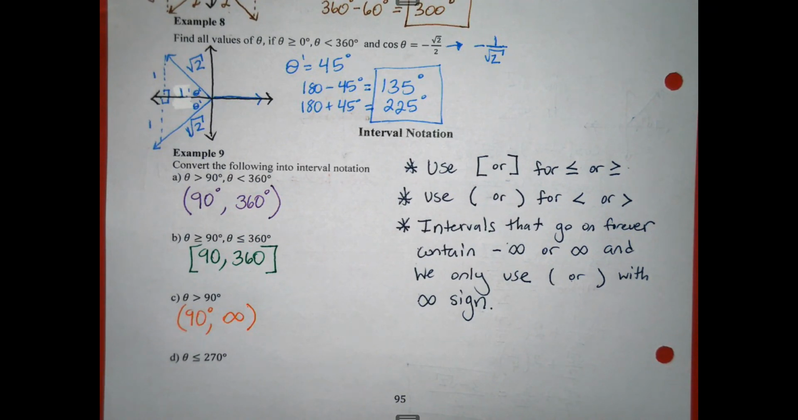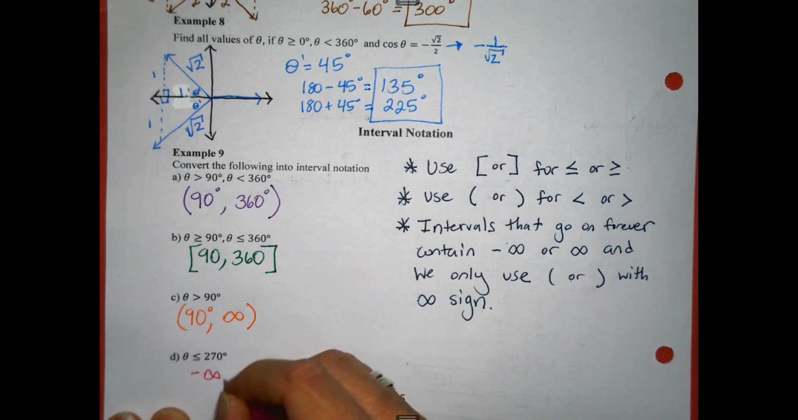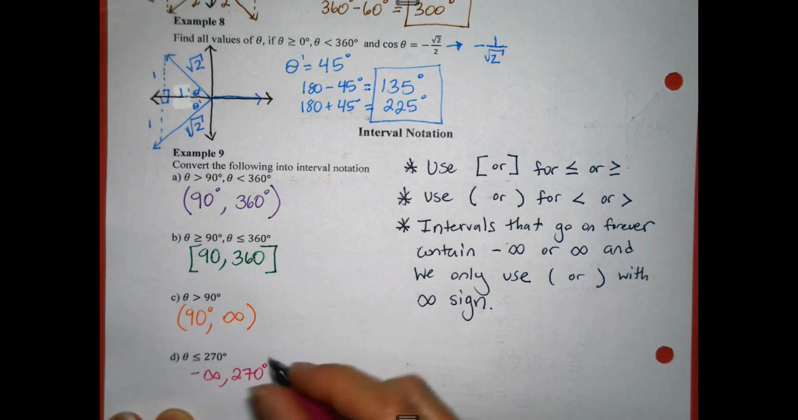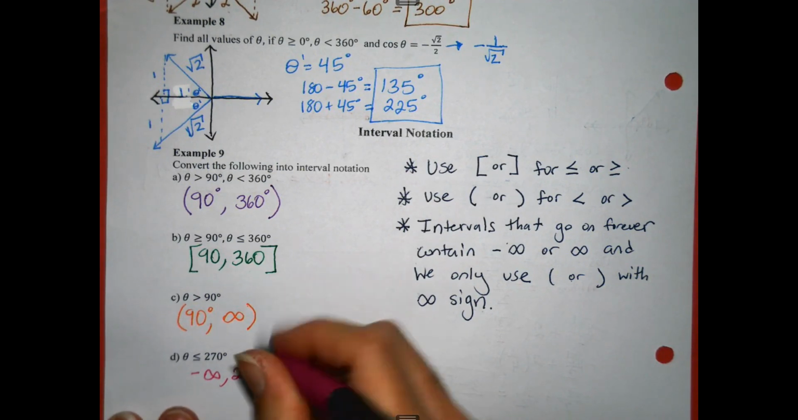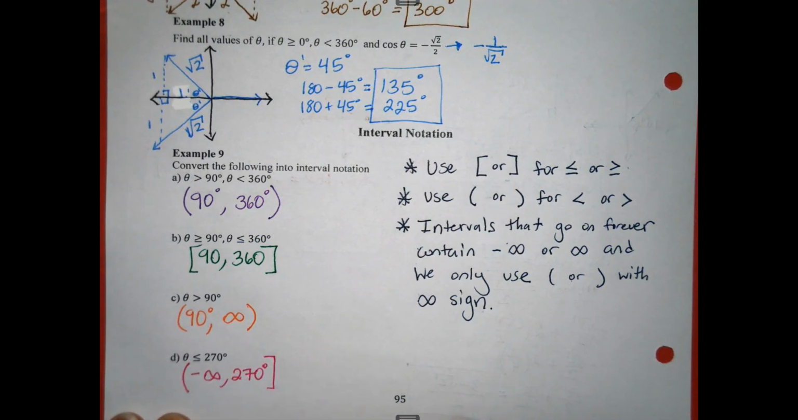And then the last one, theta has to be smaller than 270. That means anything smaller than it. So all the way down to negative infinity, up to 270. Since it's equal to 270, we put a bracket on one side. And then on the other side where infinity is, we have to put a parenthesis.